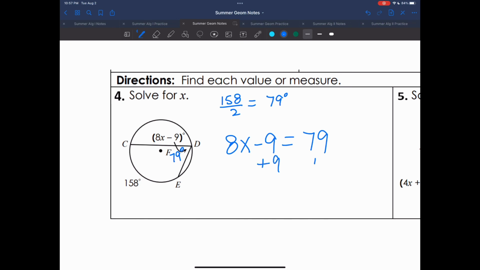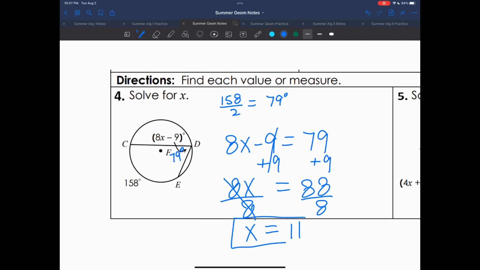Let's add 9 to both sides. We get 8x equals, that's going to give me 88. And then we divide by 8. So we get x equals 11, and that's all they want us to find on this one, is just solve for x. So usually you'll find the algebra is the easy part. The geometry is analyzing it and setting up a logical equation, and that is always going to be the toughest part with these problems. But we did it. We just need extra practice.